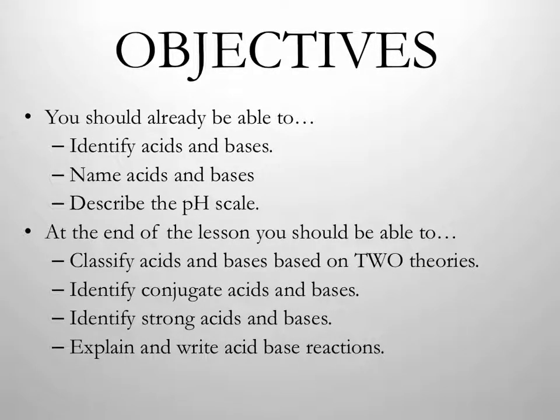So at this point, you should be able to identify a substance as being an acid or a base, usually based on the Arrhenius or the Bronsted-Lowry theory. You should be able to name acids and bases to some extent and also describe the pH scale in terms of what is acidic and what is basic. At the end of this lesson, you should be able to classify substances as being acidic or basic based on both the Arrhenius and Bronsted-Lowry theory, identify conjugate acid and base pairs, identify strong acids and bases. This is something that you do need to memorize as a list, and also understand the types of reactions that acids and bases can undergo.